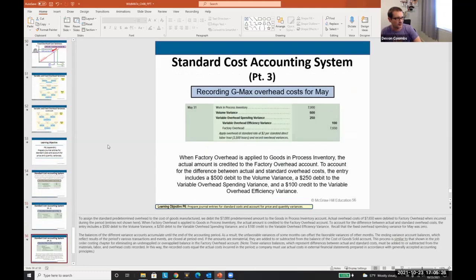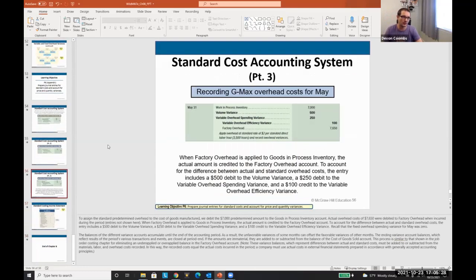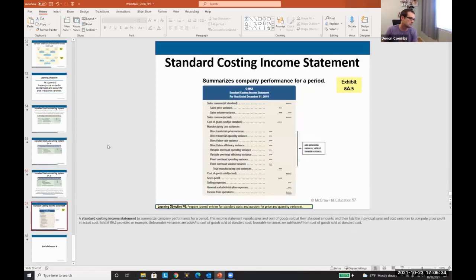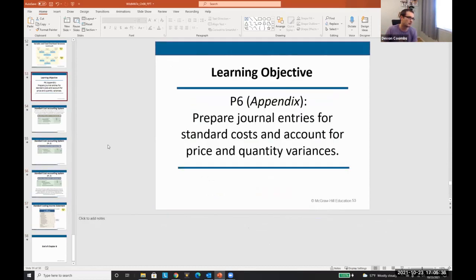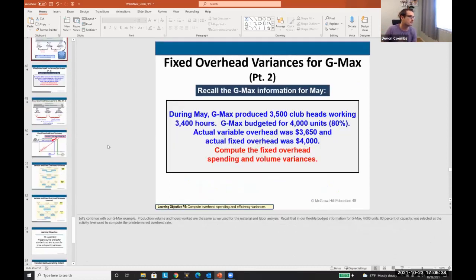Same thing with the journal entries. I'm not going to hold you accountable for journal entries for variances because they would be internal journal entries. They're not external journal entries. So I wouldn't be worried about those either. I'm going to try to save you all that effort.